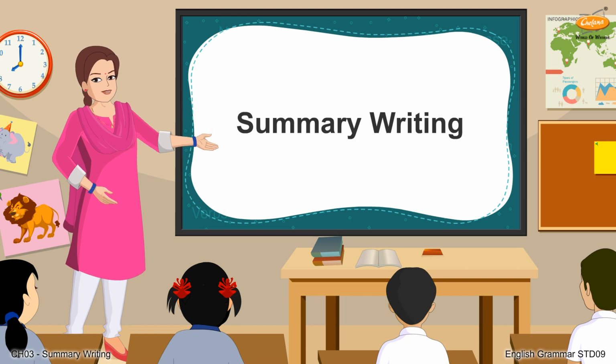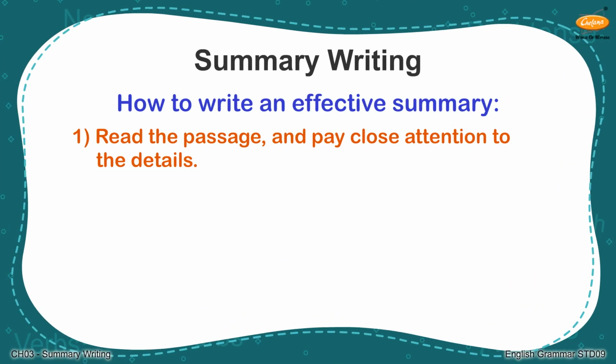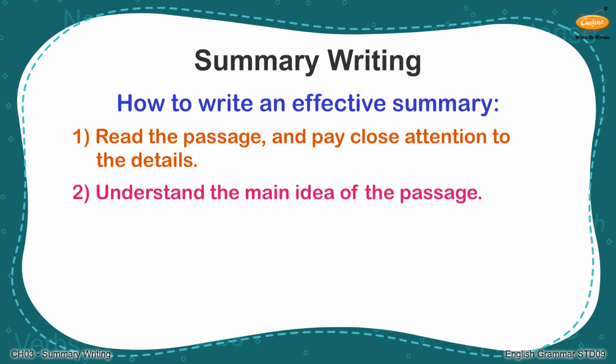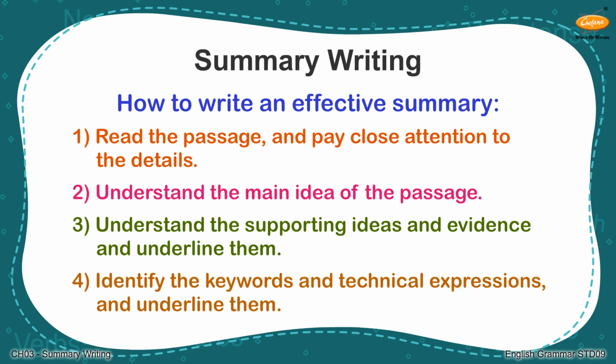When we receive an unseen passage for which we need to write a summary, we must first read it paying close attention to all the details from start to finish. We have to understand what the main idea of the passage is, if there are any supporting ideas, and what evidence is there for each idea. We then need to identify what keywords and technical expressions are there in the passage. This is important because while we must write the summary in our own words, the keywords and the technical terms from the original passage should not be changed.